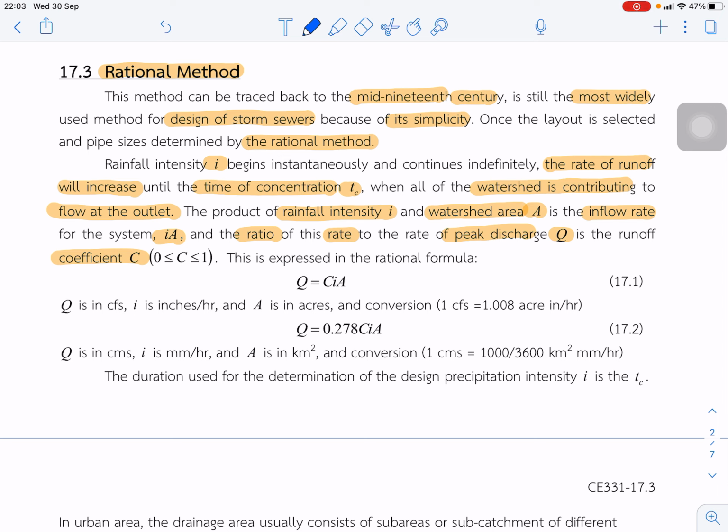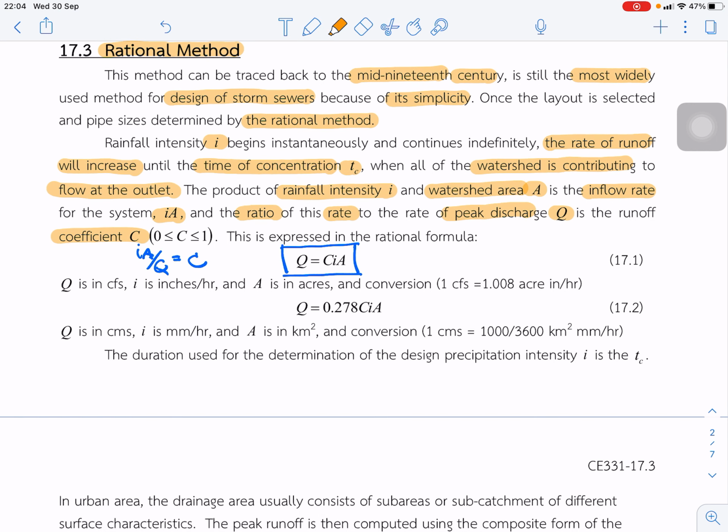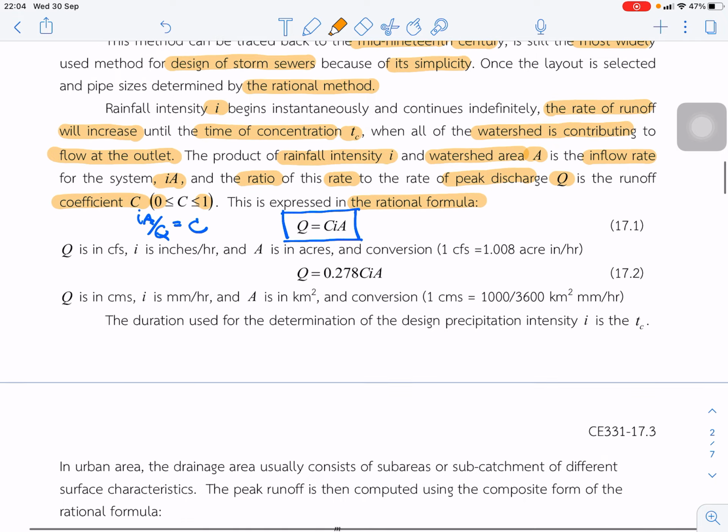So it means we can write that the ratio between Q and I times A is equal to C, or we can write this equation: Q is equal to C I A, okay, and C is between 0 and 1, okay. And this is what we call the rational formula.